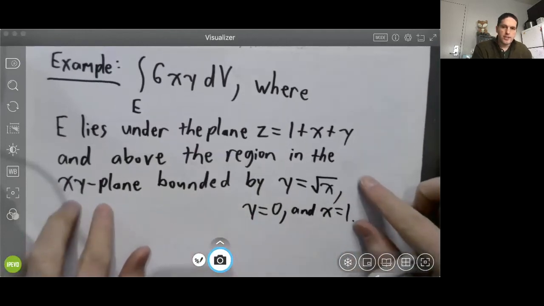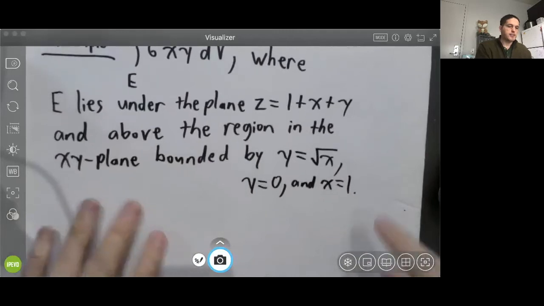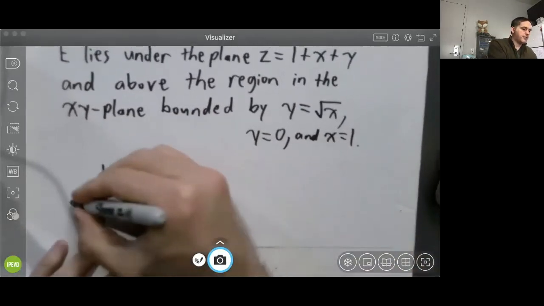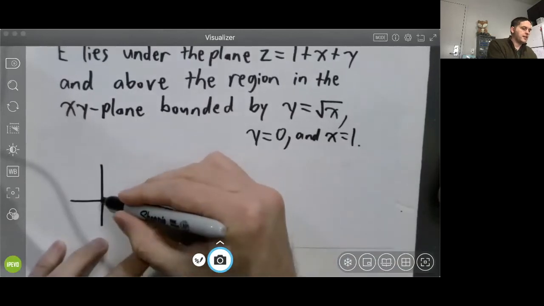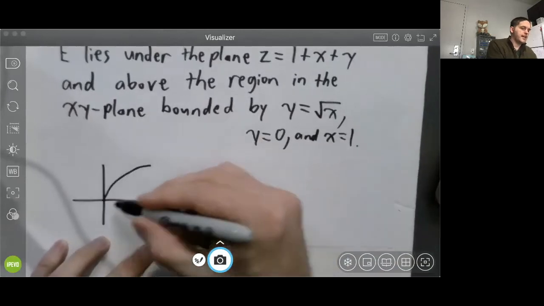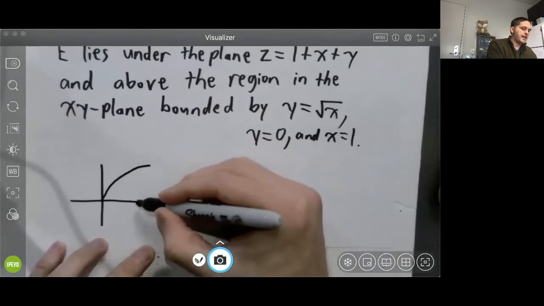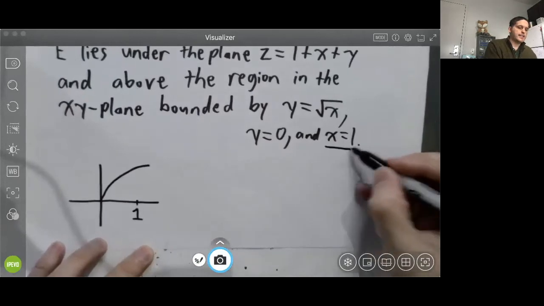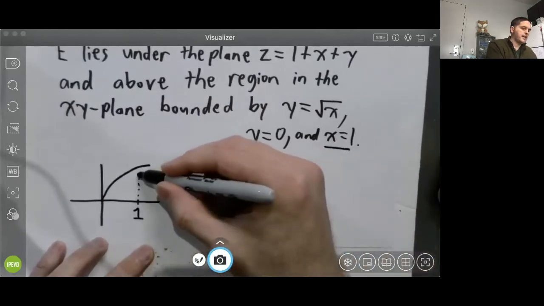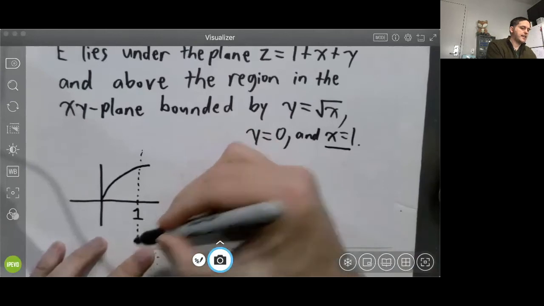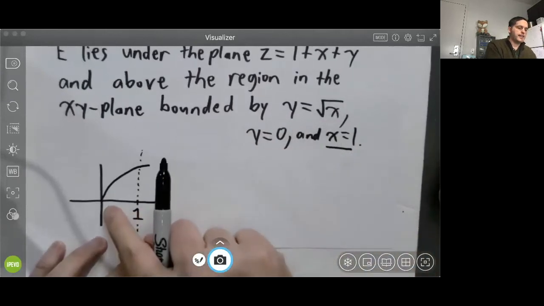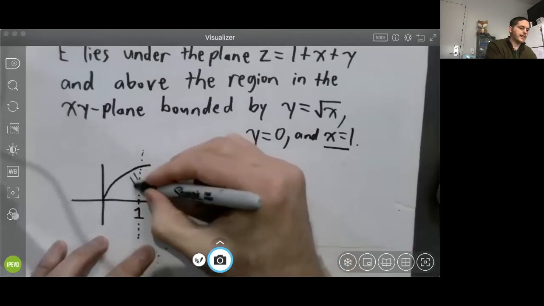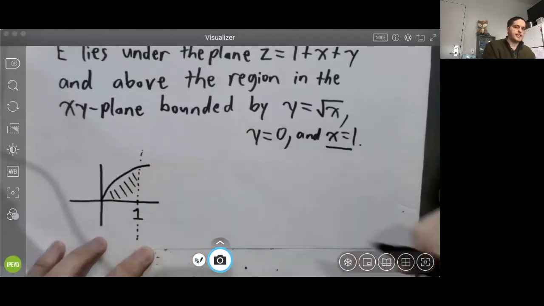Let's draw this region in the xy plane. And here's the xy plane. Here's the curve y equals square root of x. Here is x equals 1. So the line x equals 1 is this line. y equals 0, that's just the x-axis. So the region that we're looking at in the xy plane is this region.